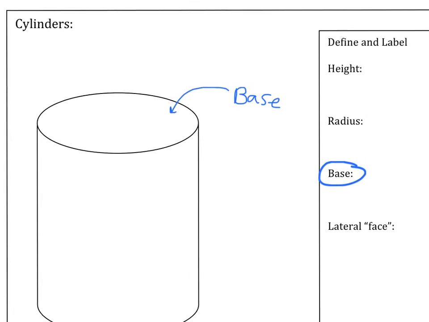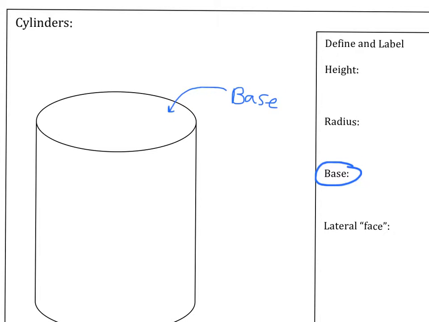It does not have to be top and bottom. Clearly that's my center, and this puppy here is called my radius. The height is always the distance between the bases, sometimes called altitude. Distance between the bases here.